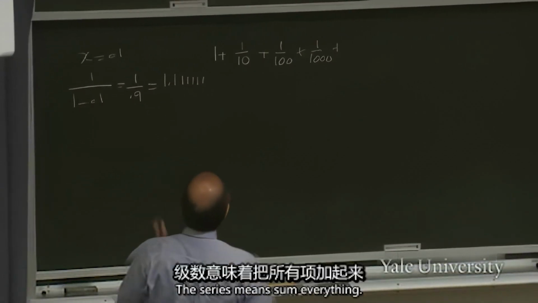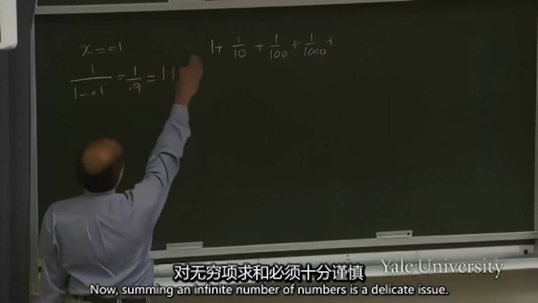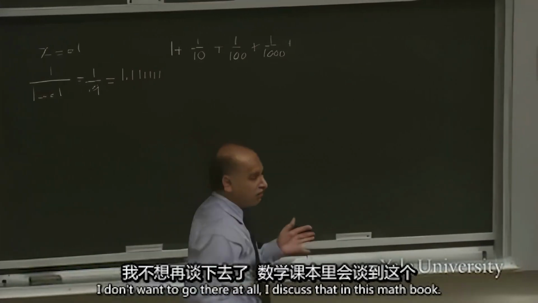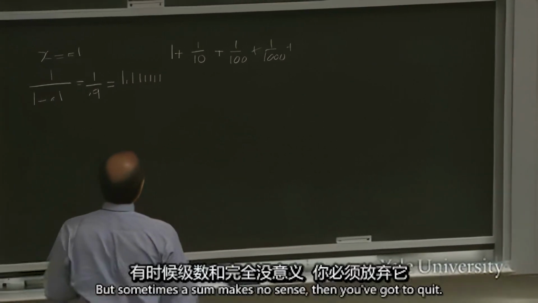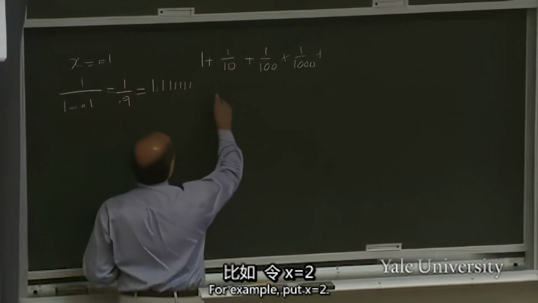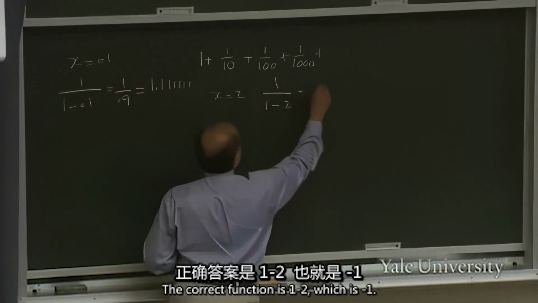The series means sum everything. Now, summing an infinite number of numbers is a delicate issue. I don't want to go there at all. I discussed that in this math book. But sometimes the sum makes no sense, then you've got to quit. For example, put x equal to 2. The correct function is 1 over 1 minus 2, which is minus 1.